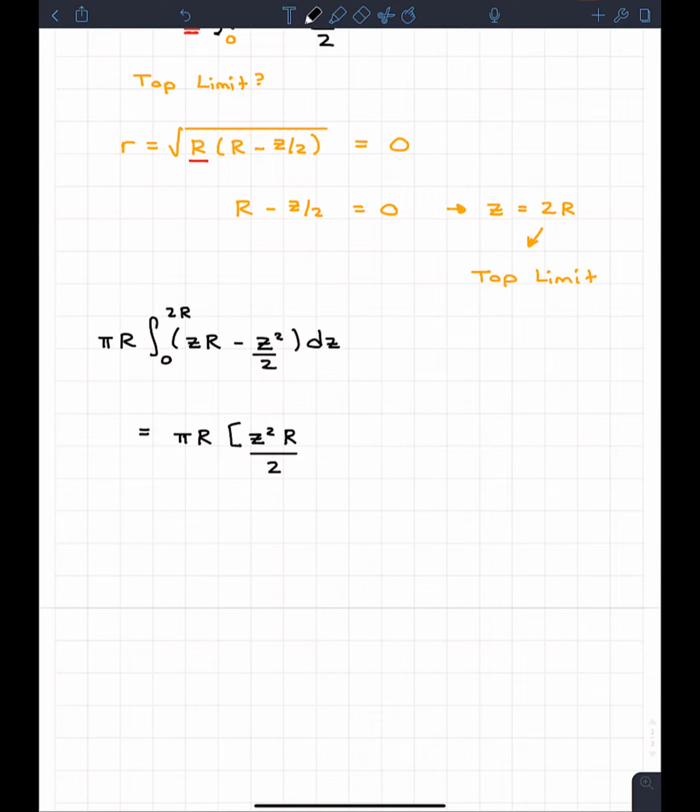So divided by 2, and then minus z cubed divided by, and we're going to have to put a 3 down there, which comes from the integration, but that 3 is going to be multiplied by the 2 that's already down there. So in the end, we're going to have divided by 6, just like this. We can end this bracket, and we know that our limits are from 0 to 2r.